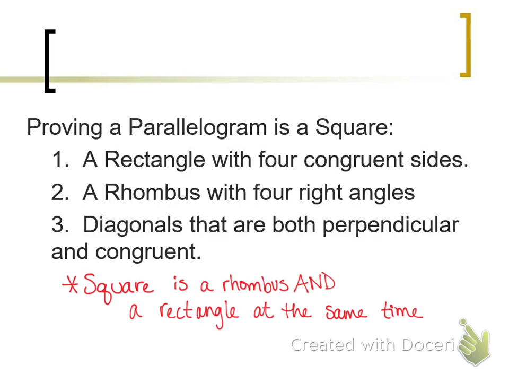To have a square, you either need to have a rectangle with four congruent sides, which would mean it's got all right angles and all sides congruent. A rhombus with four right angles, which would mean all congruent sides and all right angles. Or you could know that the diagonals are both perpendicular and congruent. So I summed it up at the bottom. A square is a rhombus and a rectangle at the same time. So you have to know that it is both a rhombus and a rectangle at the same time.